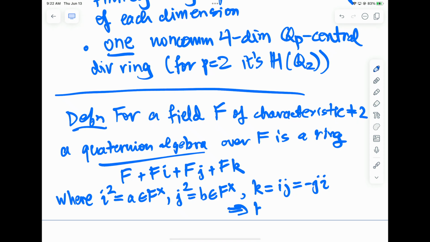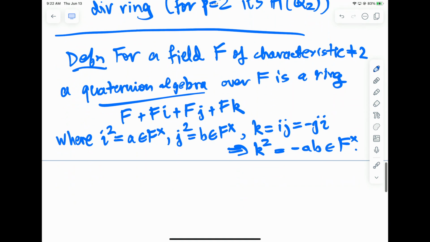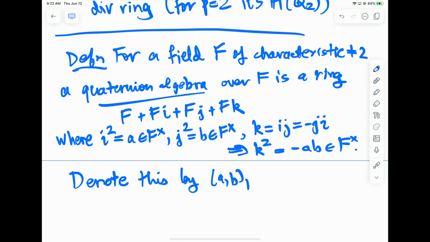And so if you actually multiply k with k, writing it in these two ways, you can work out that k squared is going to be minus ab, another non-zero number in F. So we denote this four-dimensional thing by (a,b) sub F. Notice it's non-commutative because ij and ji differ by a minus sign, and minus 1 is not plus 1 when you're not in characteristic 2. The multiplicative behavior is determined by a and b and the field.